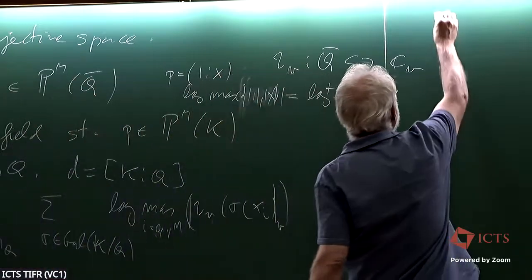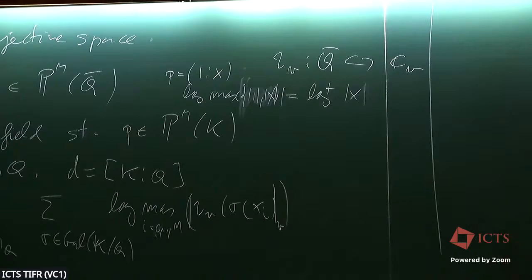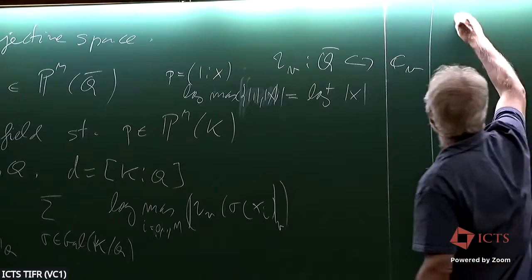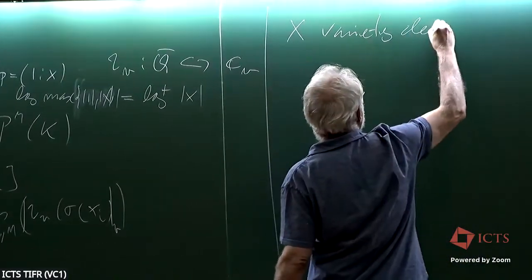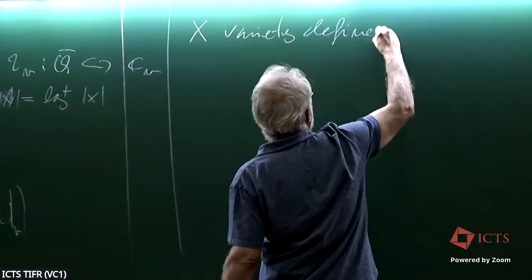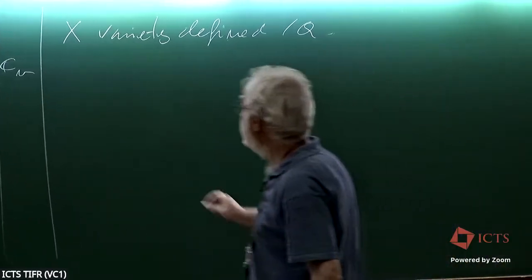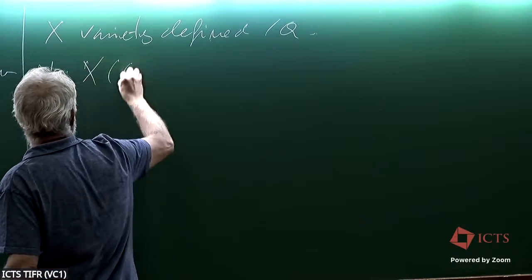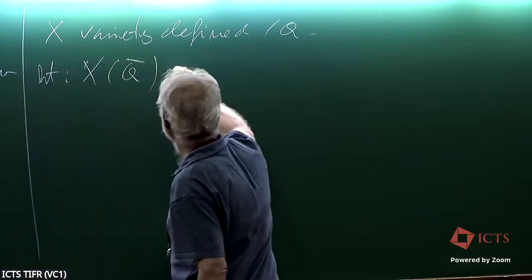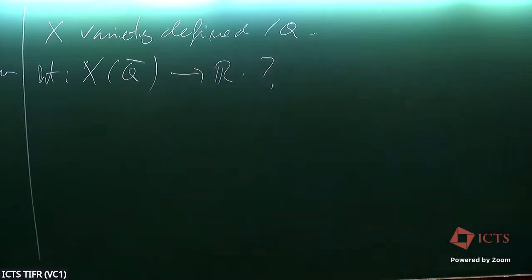Okay. Now I want to define heights for points in projective varieties. So let X be a variety defined over the rational numbers, for instance. And then I want to define a height from the algebraic points of X to the real numbers. How can I do that?